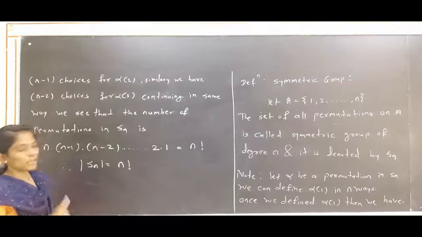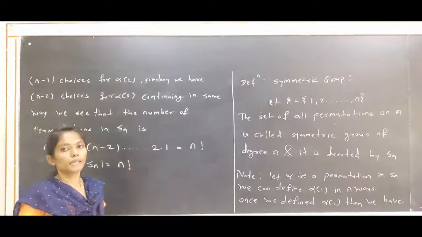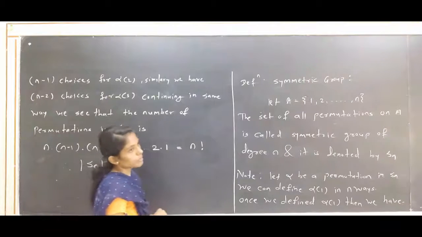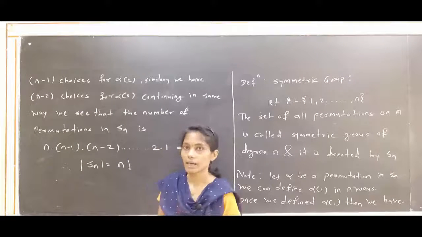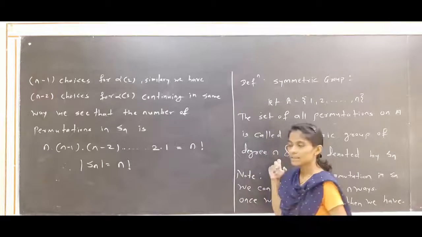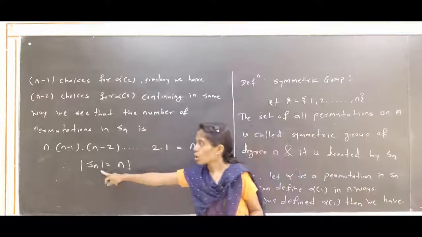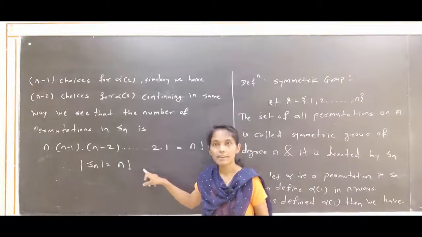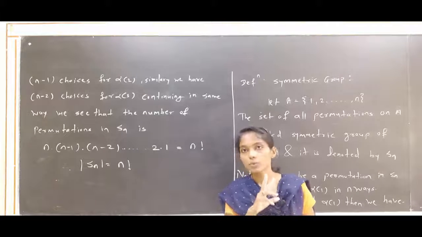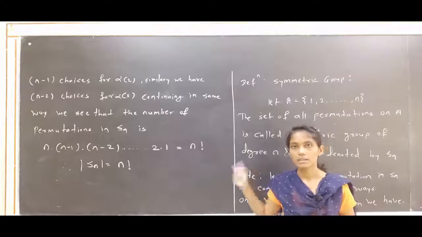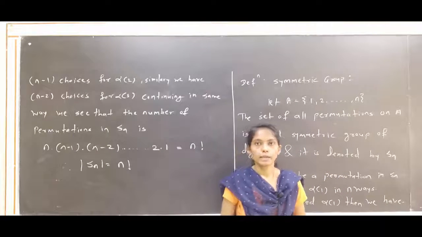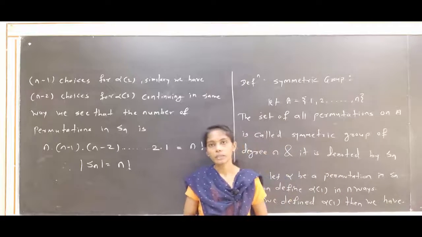So remember, the order of the symmetric group is n factorial. Suppose here we want to find the order of symmetric group of degree 3, that is S3. So the order of S3 is nothing but 3 factorial, and 3 factorial is equal to 6. So the order of the symmetric group of degree 3 is 6. Okay, all of you get this? So today we stop here. Thank you.